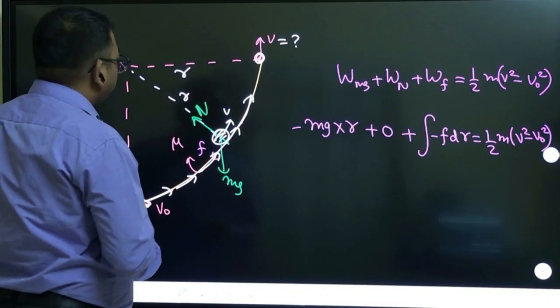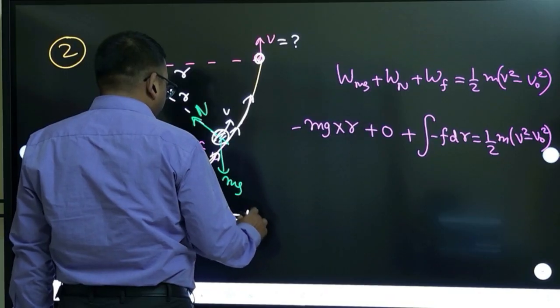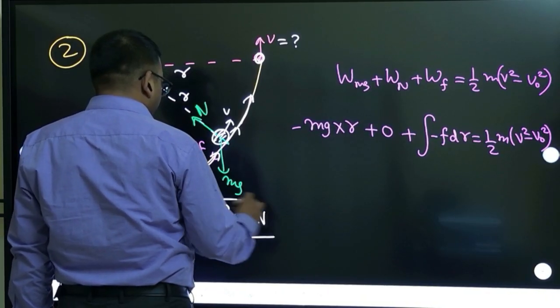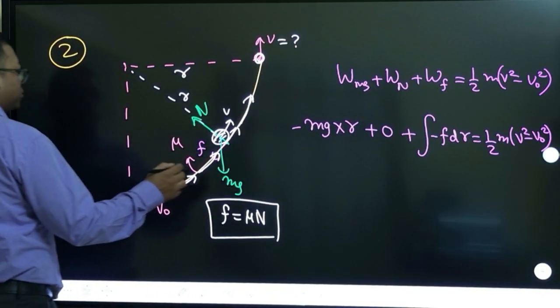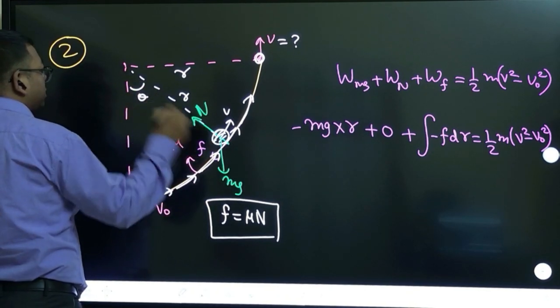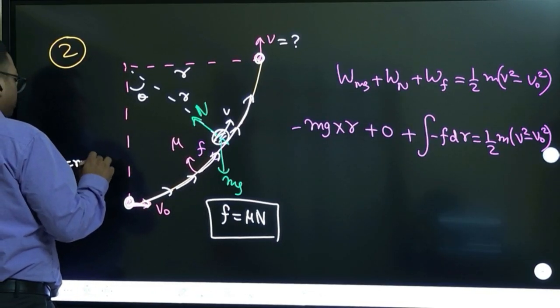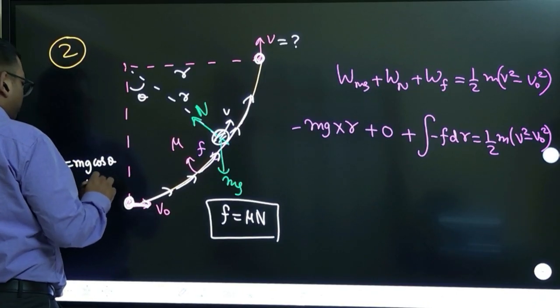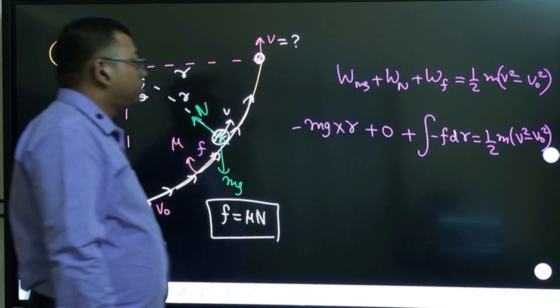But friction will be mu times normal. How will you calculate normal? Again, same approach. Normal is this way, mg cos theta, if I take this angle as theta. So normal will be mg cos theta plus mv square by radius. Correct? Like this you have to do.